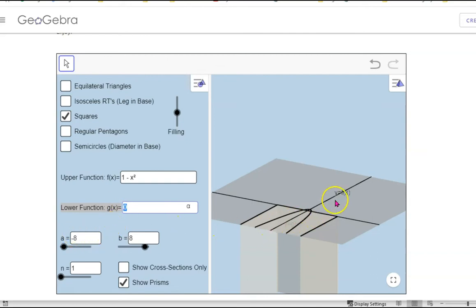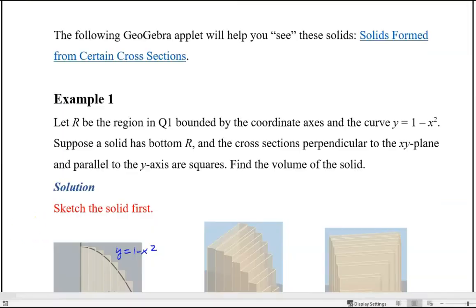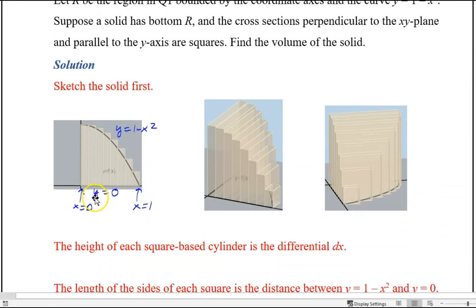Notice that it still doesn't look anything like what it should. That's because I'm going from the wrong x-coordinate to the wrong x-coordinate. Let's look back at our picture again to make sure what we're supposed to be looking like. In our picture, what we have is going from x equal 0 to x equal 1.